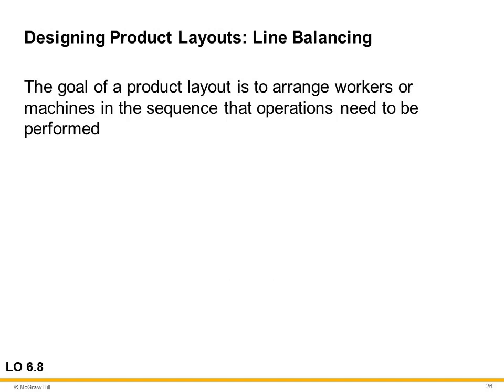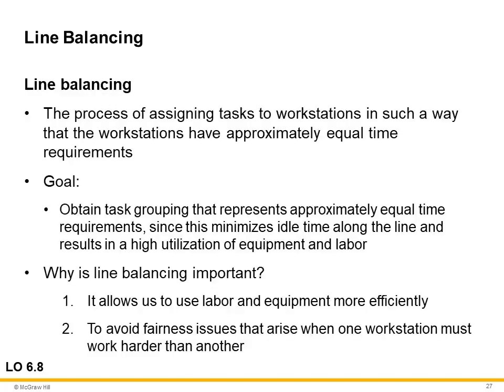Line balancing. Line balancing is a process to assign tasks to workstations to equalize all workstations in terms of time. It's important because it makes your production line more efficient. It reduces the total cost of the products, and it provides a fair workload for all stations. And that's why line balancing is important.